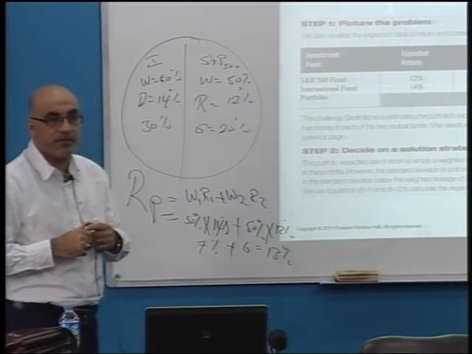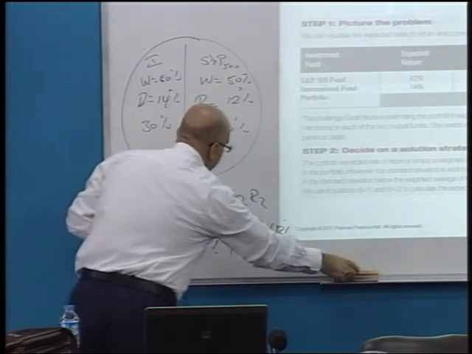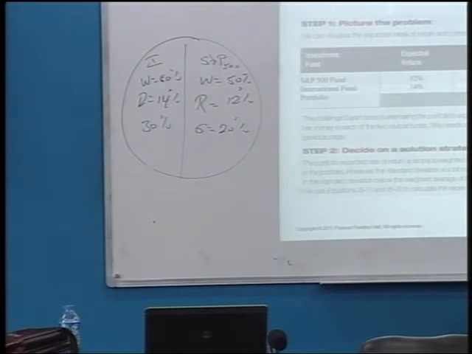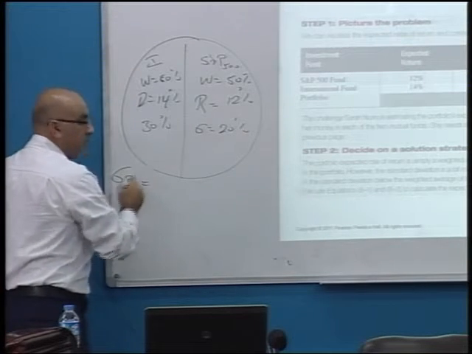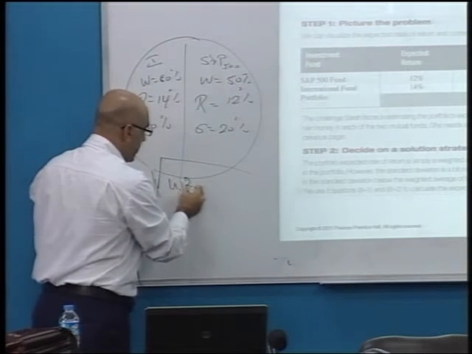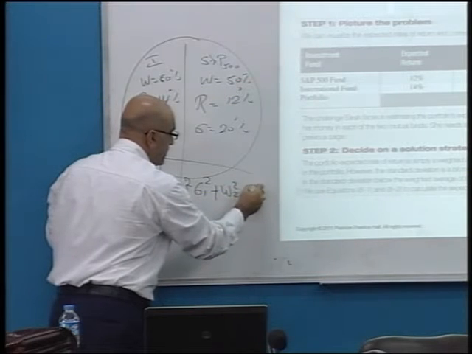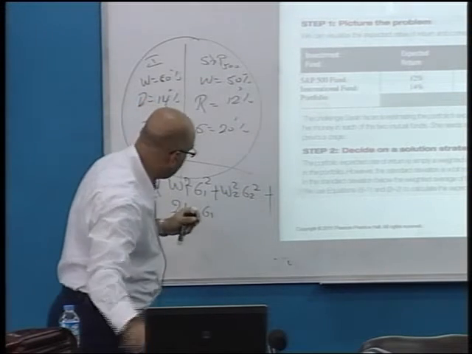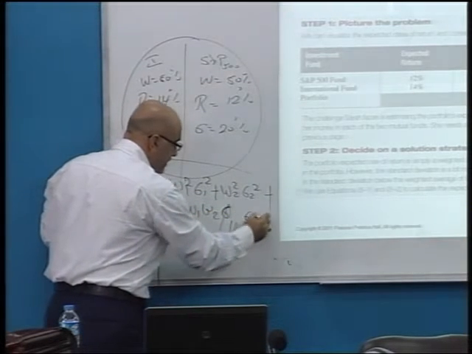Okay, then we will calculate the sigma P, the sigma of the portfolio. So sigma P of the portfolio is equal to the square root of W1 squared sigma 1 squared plus W2 squared sigma 2 squared plus 2 W1 W2 rho 1 2 sigma 1 sigma 2.